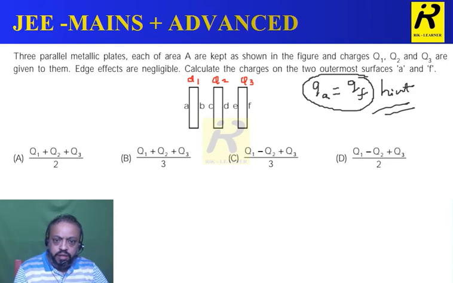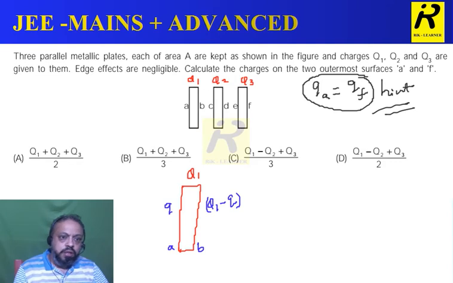Now I am considering only the first plate, and a total charge Q1 is on it. Let me assume a charge Q exists on this side of the surface. Then what charge should exist on the other side? The total charge must be Q1, so the charge on this side is Q1 minus Q. That means on side A we have a charge Q, and on side B we have charge Q1 minus Q on the first plate.